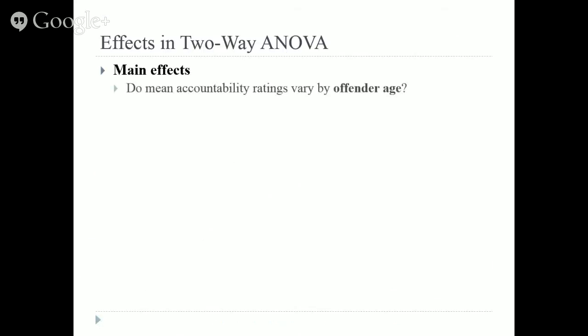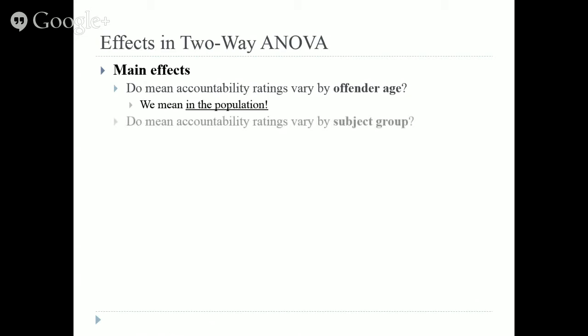So the main effects in this particular case are, first of all, the main effect of factor A, the main effect of offender age or developmental level. That main effect means the amount to which accountability ratings vary just by offender age. Now, just as a quick reminder, of course, accountability ratings vary by everything in our sample. That's not what we're interested in. We're always interested in the population. So in the sample, there's a difference. So the question is, is that variability great enough that we also think that it's happening in the population?